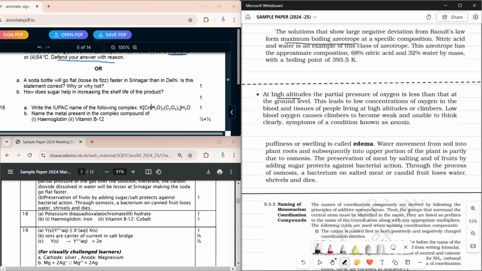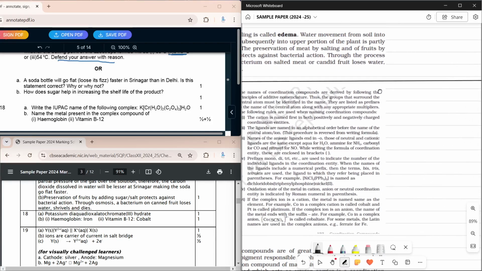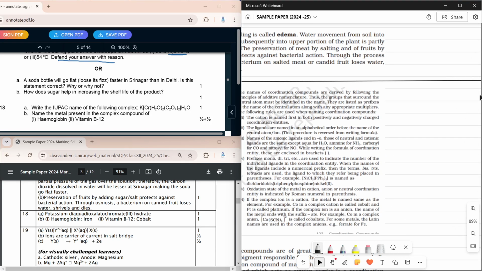So basically question 17 was related to the chapter solutions. Question number 18. Write the IUPAC name of the following complex. K[Cr(H2O)2(C2O4)2]·H2O. So this is obviously from the chapter coordination chemistry. And let's first write down our question. So K, potassium, Cr, H2O twice, right? And then you have C2O4 twice.